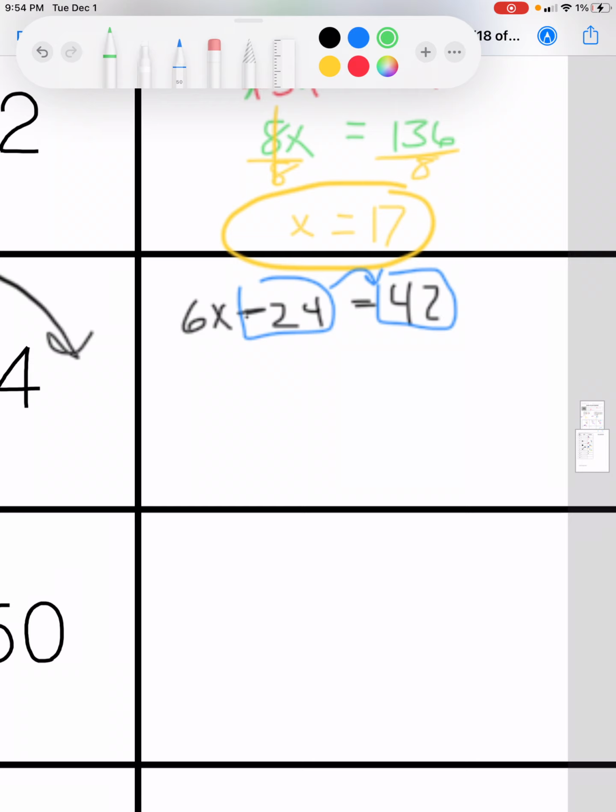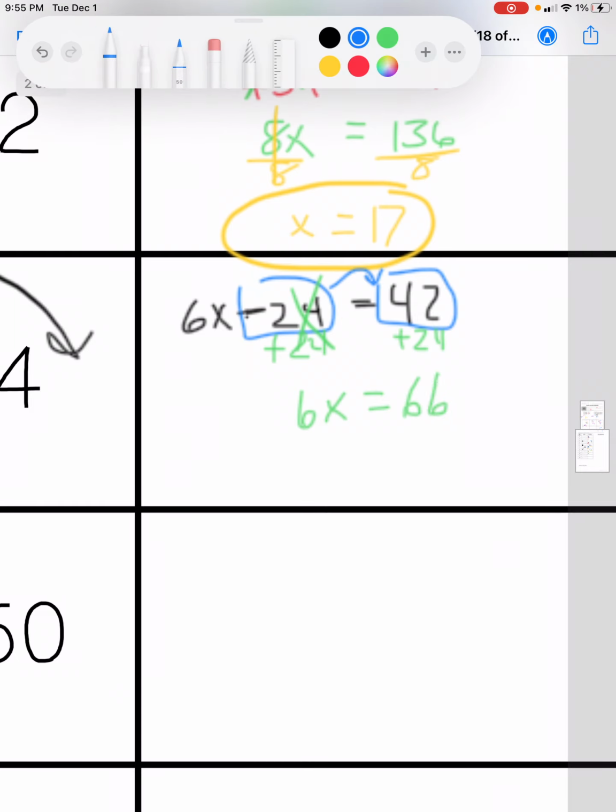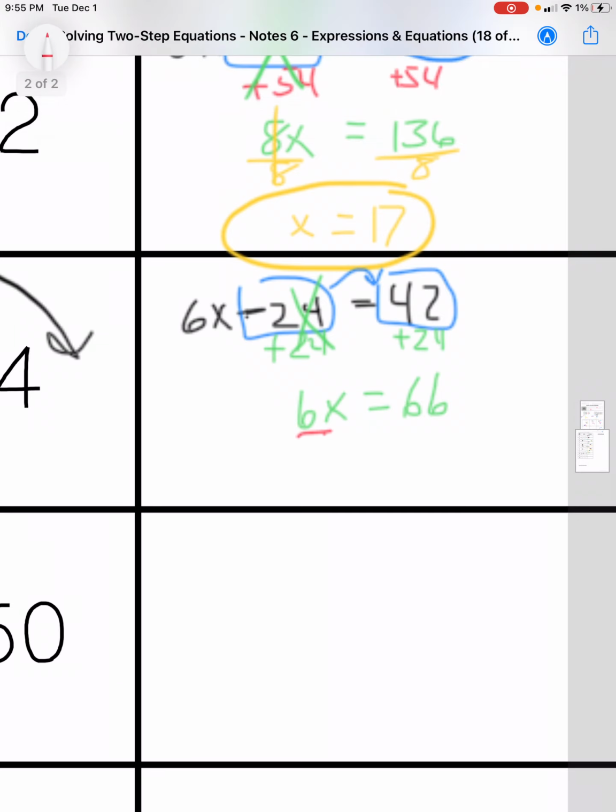What is the opposite of negative 24? We're going to add 24 to both sides. Those are obviously going to cancel. I'm going to be left with 6x is going to equal 66, I believe. 6 times x. What is the opposite of that? It's obviously division. 6 divided by 6 is 1, so I'm left with x equals 11.